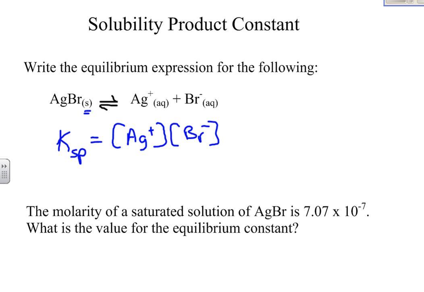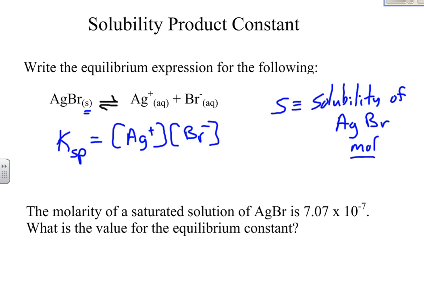Now, we're going to invoke another convention here. We're going to use S, and we're going to define that as the solubility of AgBr in terms of moles per liter. All right, so this represents the number of moles of silver bromide that will dissolve per liter of solution.